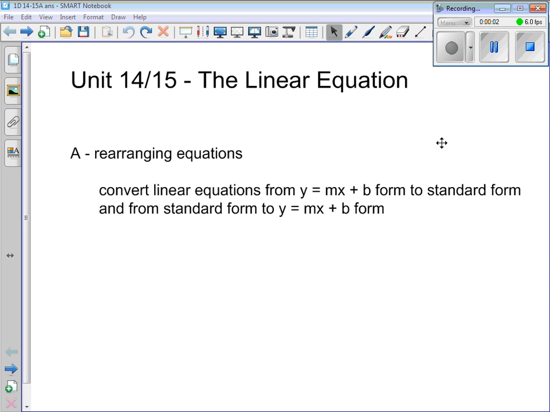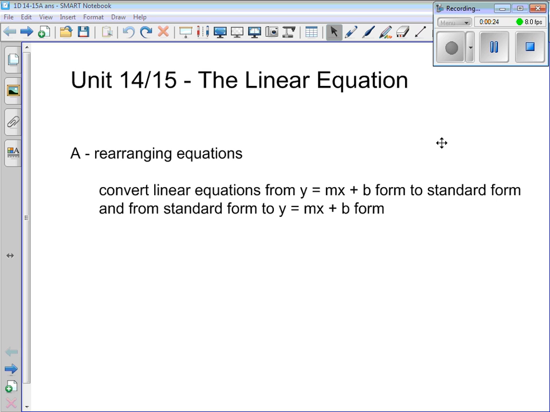Okay, this is our first lesson in Unit 1415. 1415 is all about working with linear equations. In particular, they try to show you a number of techniques that you can use to find the equation of a straight line given some information. But in box A here, what we're really interested in doing is taking an equation that we know is a linear equation and converting it between two forms.